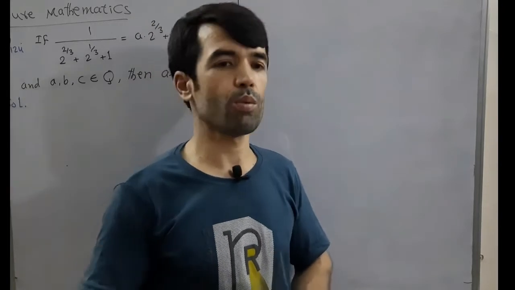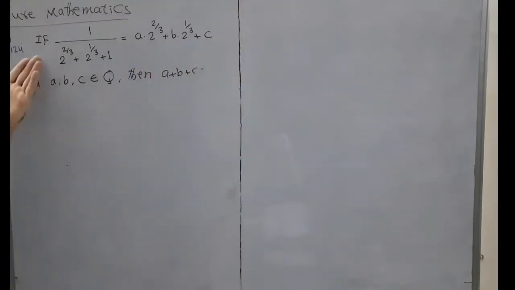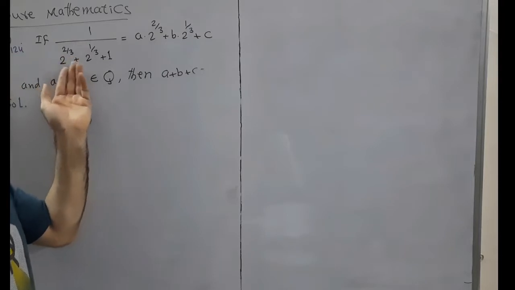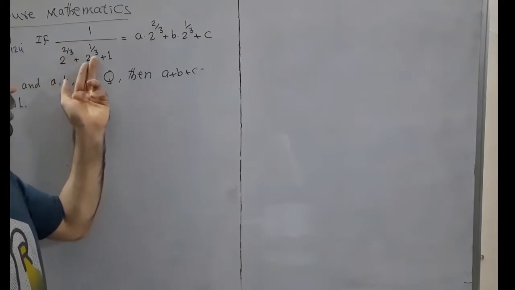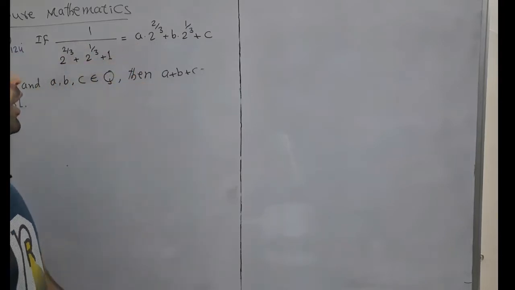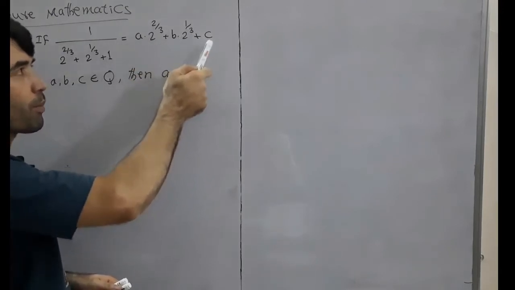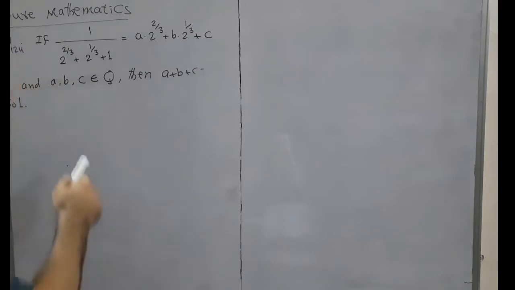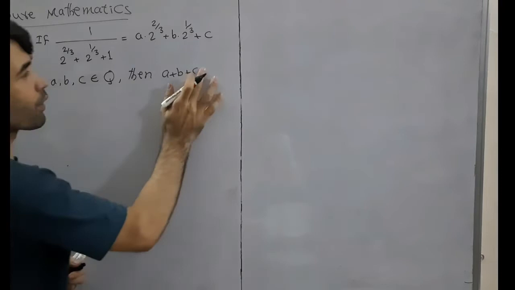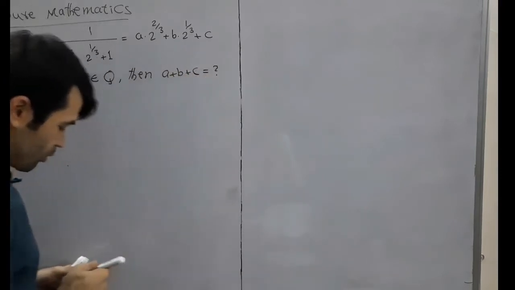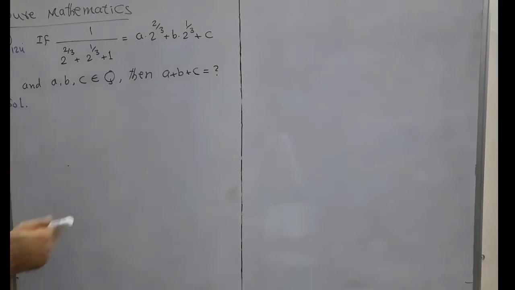In this class we want to solve a question. Question 124: if 1 over (2 to the power 2 over 3 plus 2 to the power 1 over 3 plus 1) is equal to a times 2 to the power 2 over 3 plus b times 2 to the power 1 over 3 plus c, and a, b, c belong to the rational numbers, then find a plus b plus c is equal to what? Solution: we want to solve this question.